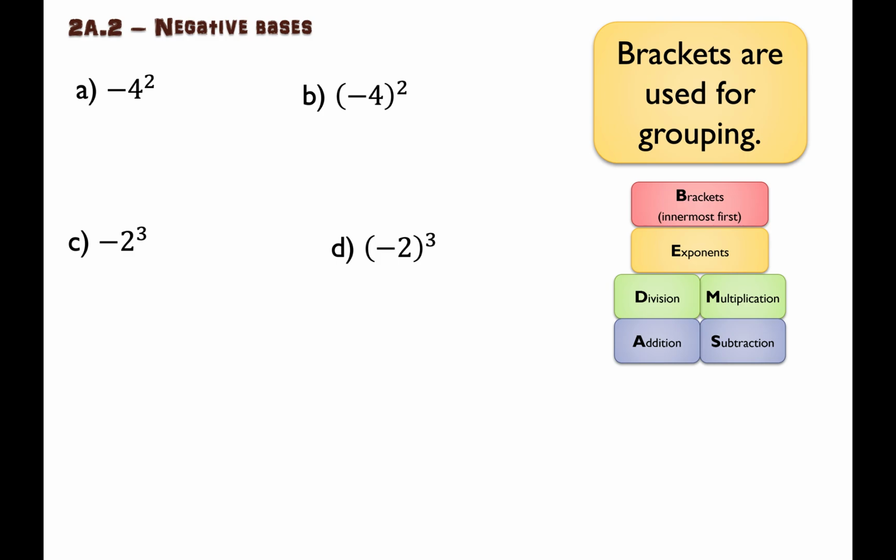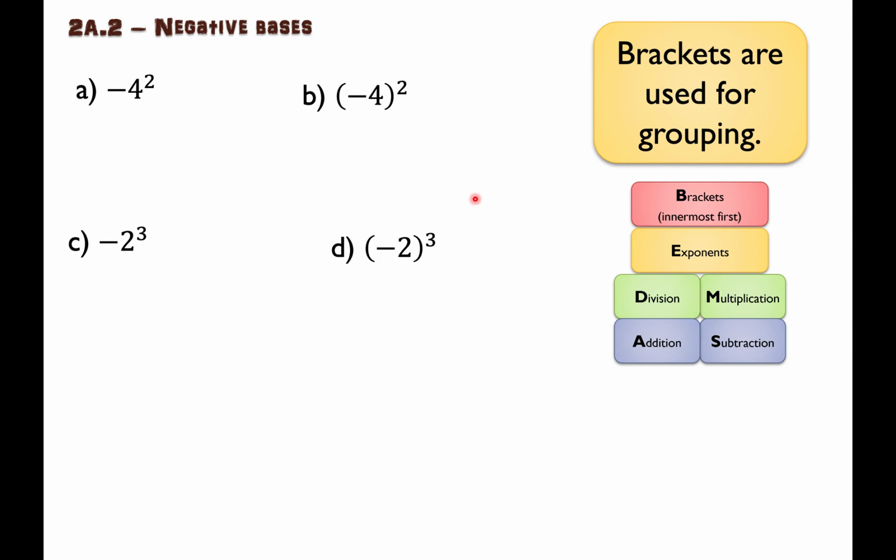We're looking at negative bases. So when you have an exponent and the bottom number could be negative, there's a minus sign in there, and you're raising it to a power, like you're squaring it or you're cubing it. How does that work? Is the answer going to be positive or negative?